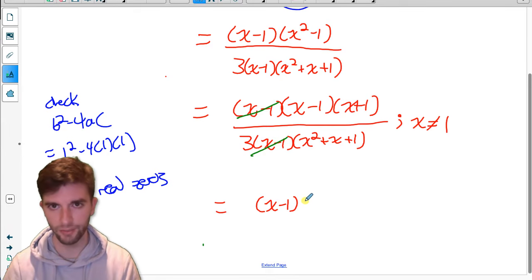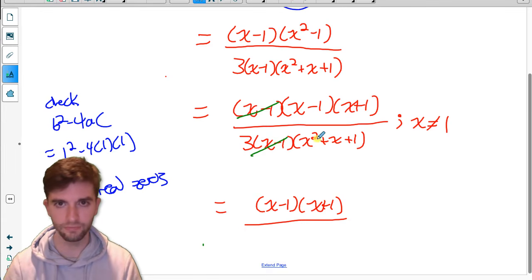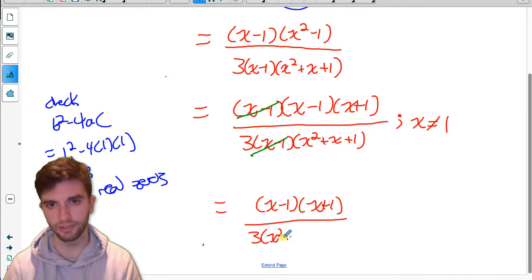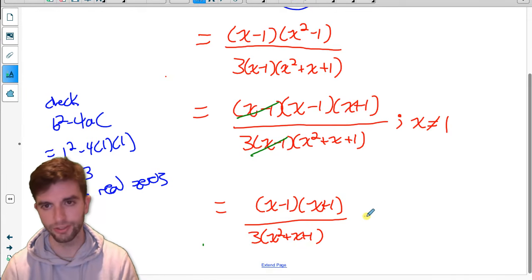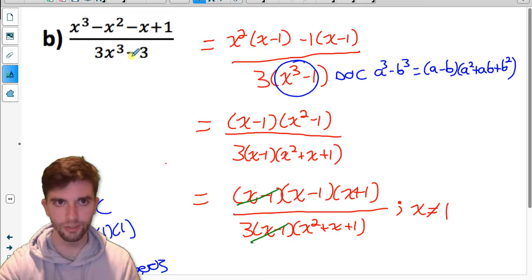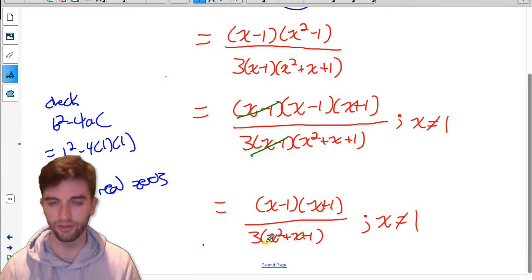I suppose we could rewrite that as x squared minus 1, but I'm going to leave it in factored form. And in the denominator, I have that factor of 3, and the factor x squared plus x plus 1. So that is the original equation simplified. Make sure to write the restriction, x cannot be 1. So this is equivalent to the original expression as long as x is not 1.